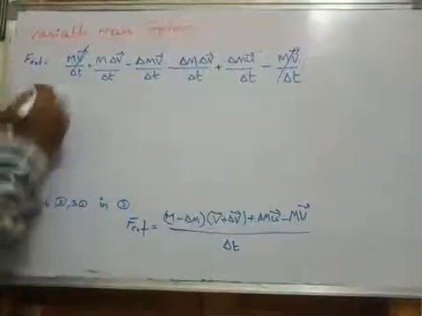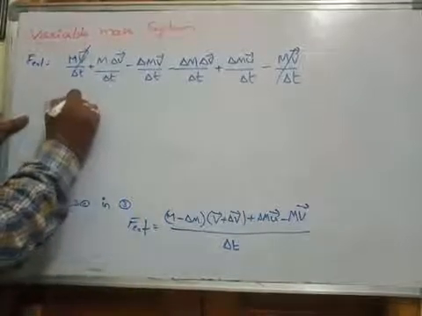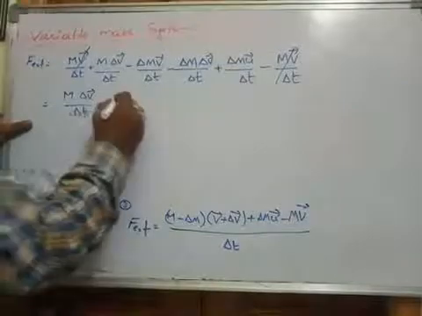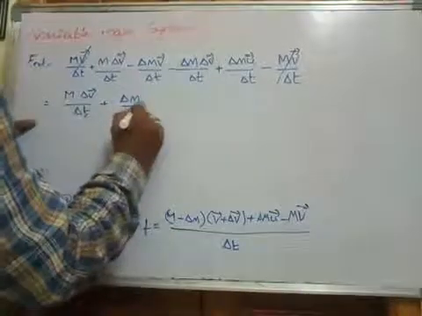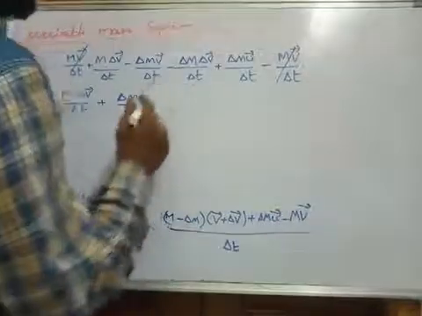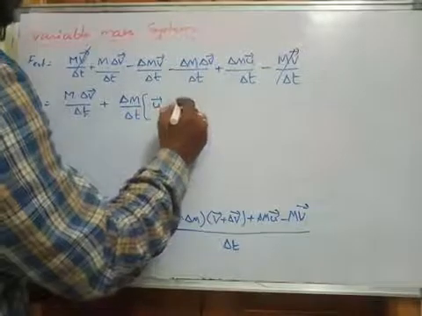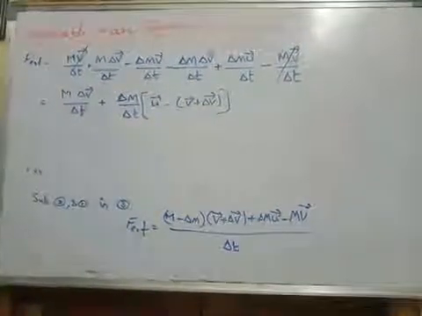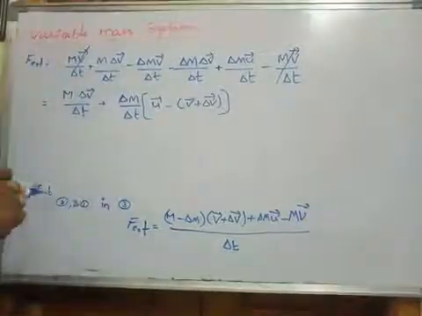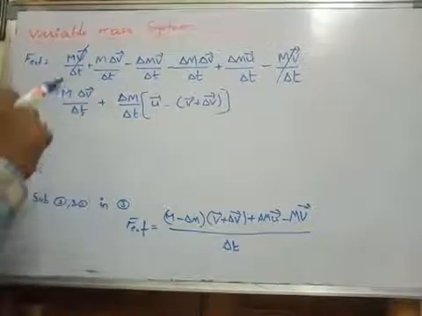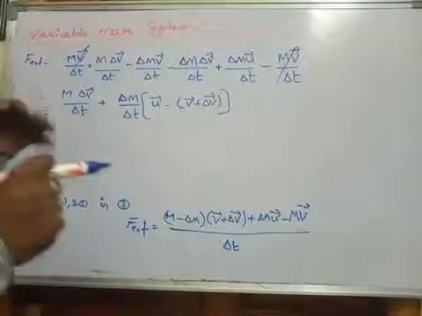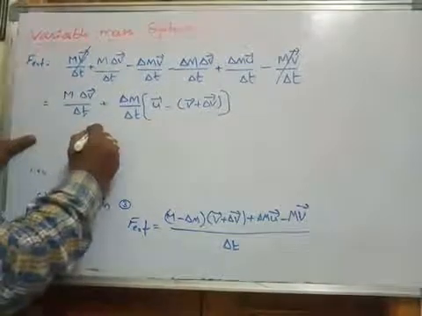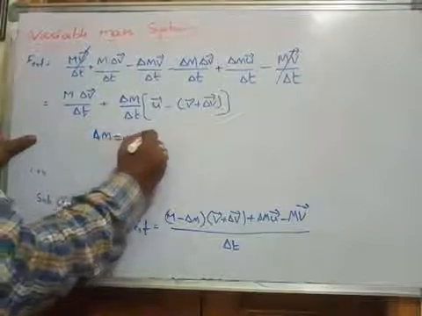This one cancelled, and finally we have the term m delta v bar by delta t, and plus here we take delta m by delta t common, and the next term is u bar minus v bar plus delta v bar. Right, so we got this one. But we know that delta m is the mass of gases. Now what happened here? Mass of gases are moving in the downward direction, and that is decreased mass. Delta m is nothing but decreased mass.